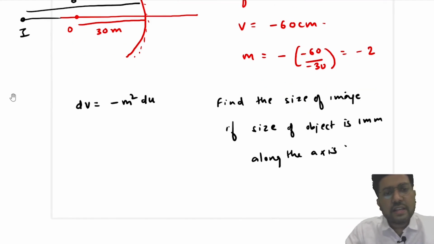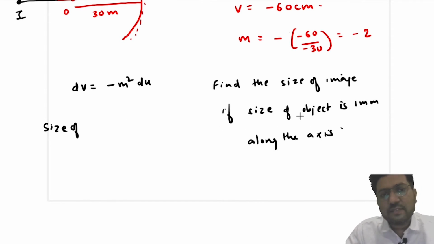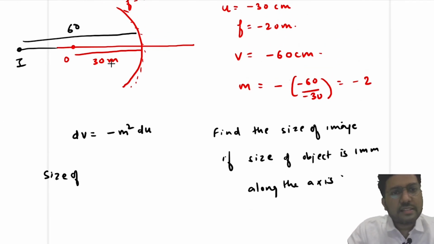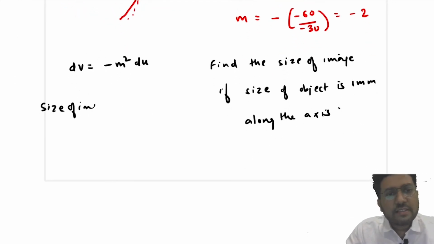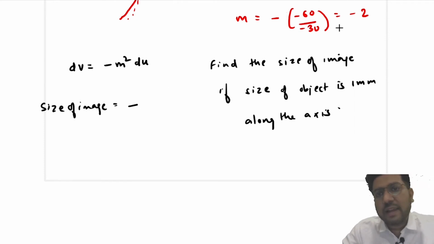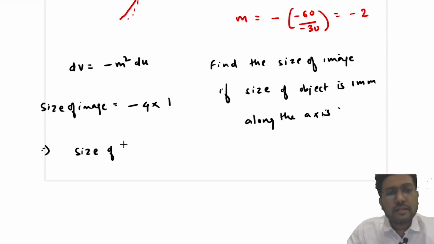Right? So dv is equal to minus m square du. So dv represents size of image because object size is very small compared to the distance between the pole and the object. Okay, so that means object distance is very large compared to the size of the object. In that case, you can use this relation. So dv, the size of image, is equal to minus m square du. m was minus 2, we have already calculated. So minus 2 square is 4 into du is 1, right? The size of object is 1 millimeter. That means size of image is minus 4 millimeter.